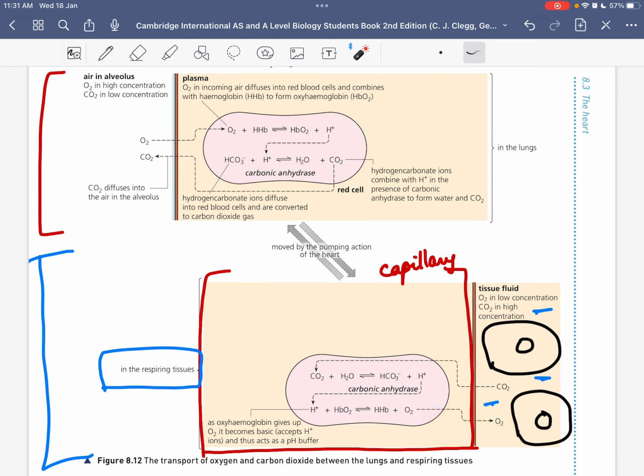So that is done. Now, what changes happen, or how does the exchange of gases happen in the alveoli, right? Because this is the tissue fluid.